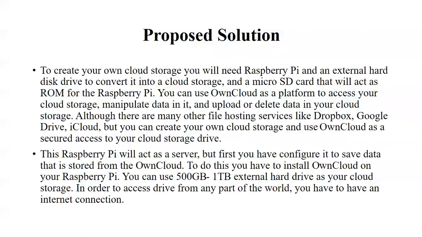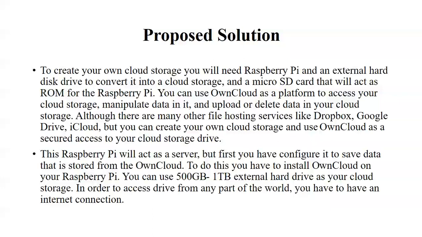So the proposed solution for this is that by creating our own cloud storage, the above mentioned problem, the challenges can be tackled. To create a cloud storage for ourselves, we need Raspberry Pi, which will act as a server, an SD card, which will act as a ROM for the Raspberry Pi, an external hard disk drive, which will be our cloud storage, and OwnCloud, which is a platform through which we can access our data stored in our hard disk. Through any device like mobile or laptop, we can log in into OwnCloud by putting our credentials.